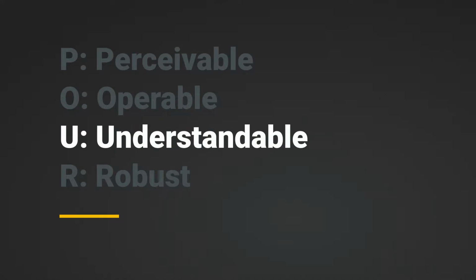This is a good one. If users can perceive and operate a website, it actually doesn't mean that they can understand it. Understandable websites use clear, concise language and offer functionality that is easy to comprehend. If this feels more like usability than accessibility, that's because usable websites are inherently more accessible.